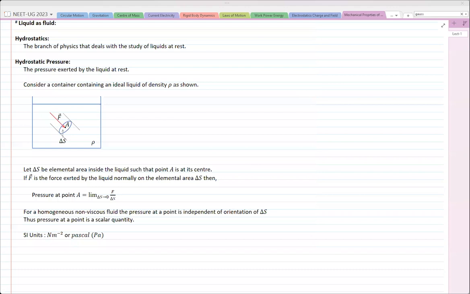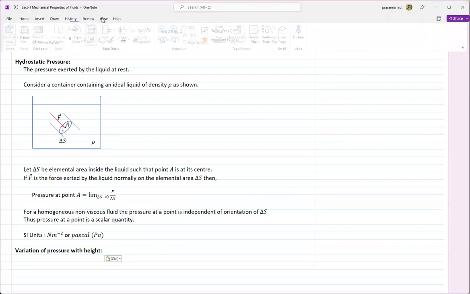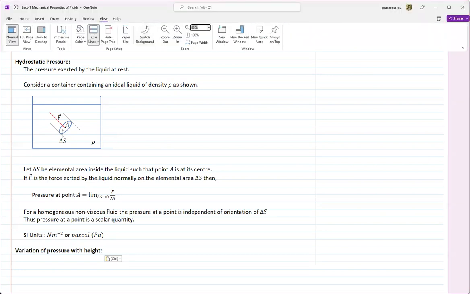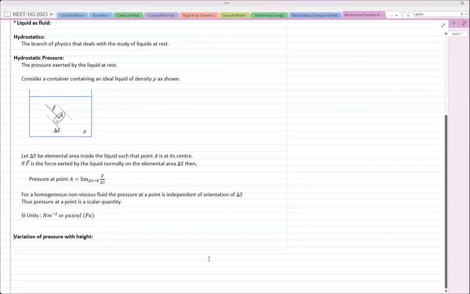So now we know what is pressure exerted by liquid at given point. Now we'll have to study variation of pressure with height of liquid column, of course. So let's see this variation of pressure with height of liquid column. Now for this, we'll consider liquid in a container. So that part remains the same.